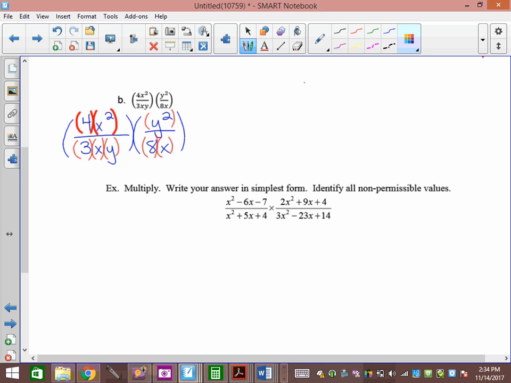Then we state non-permissible values of our denominator. I'm not sure if you guys know this from teaching. So on your phones, it's probably not going to be helpful to you.